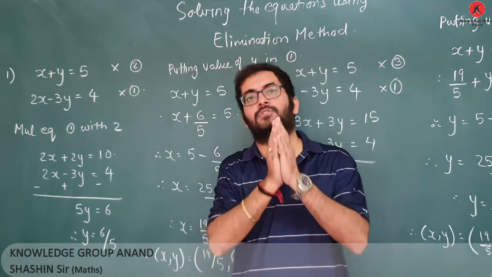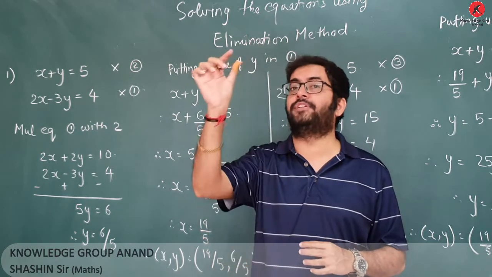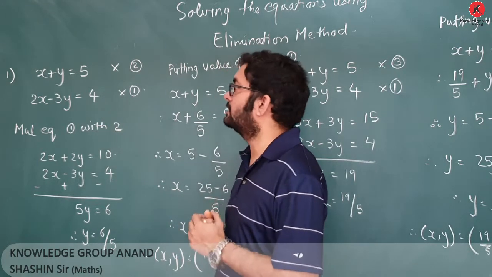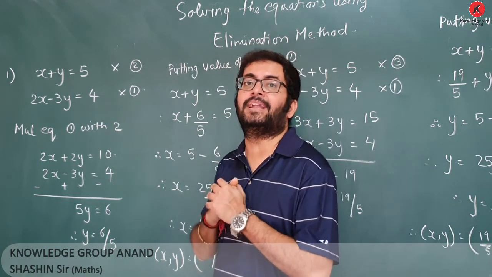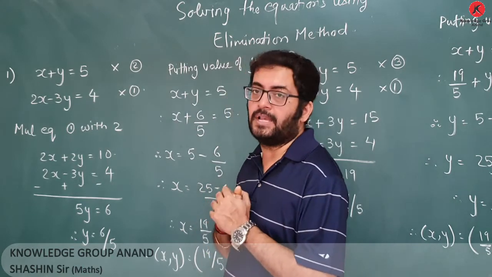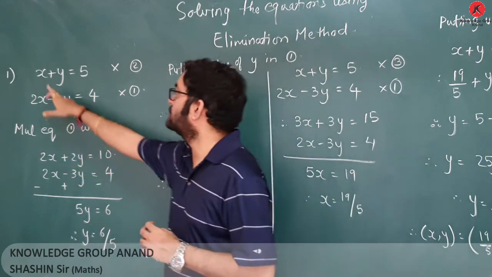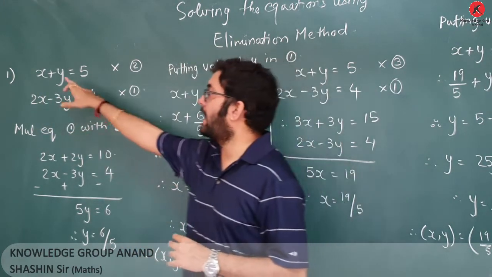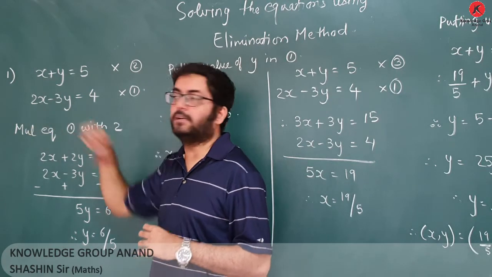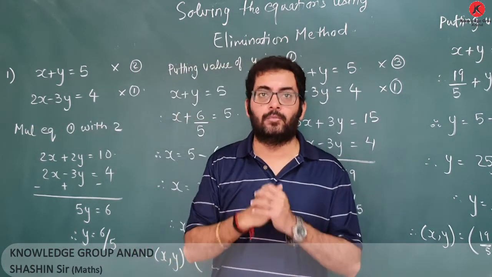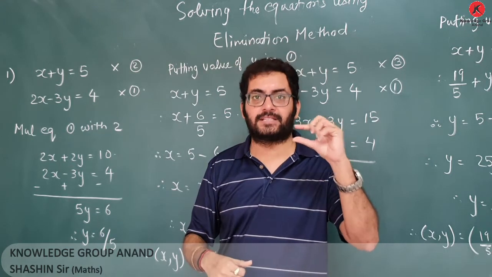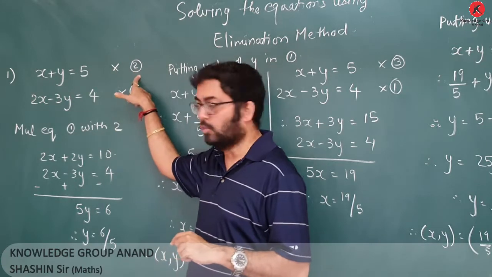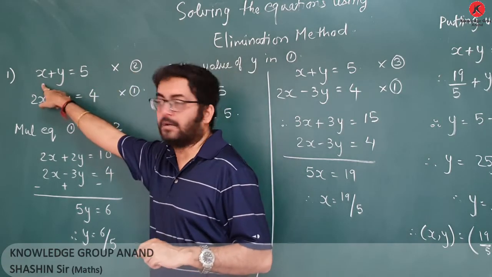To eliminate the values of x and y, their coefficients will be same. Now, in this particular question, suppose I want to eliminate x. If I want to eliminate x, then the coefficients of x in both the equations should be same, which is not the case. Here I am having x and here I am having 2x. So in order to make the coefficients of x same, I will multiply the whole equation, that is the first equation, by 2. So x will become 2x.